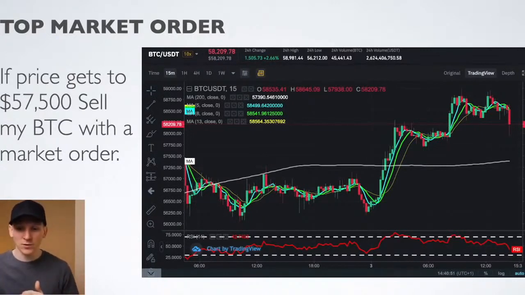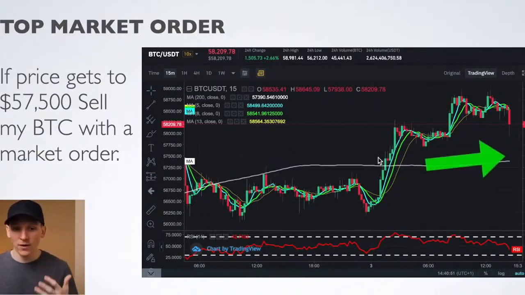I need to get out of this position and stop losing more money. If the price gets down to a certain level where I'm happy to take that risk, if it actually gets down there, then put a market order in and sell my Bitcoin straight away and stop any further losses. You can see if the price gets down here to 57.5, the system will input for you a market order and just sell out your Bitcoin.